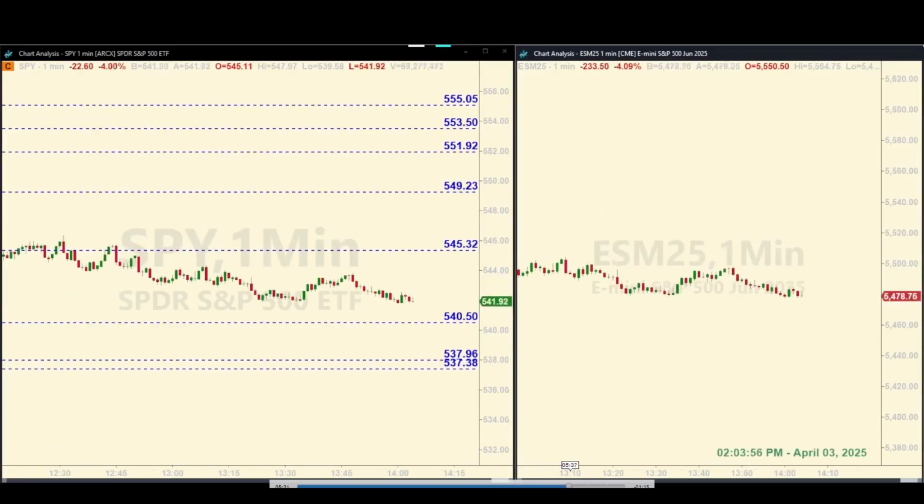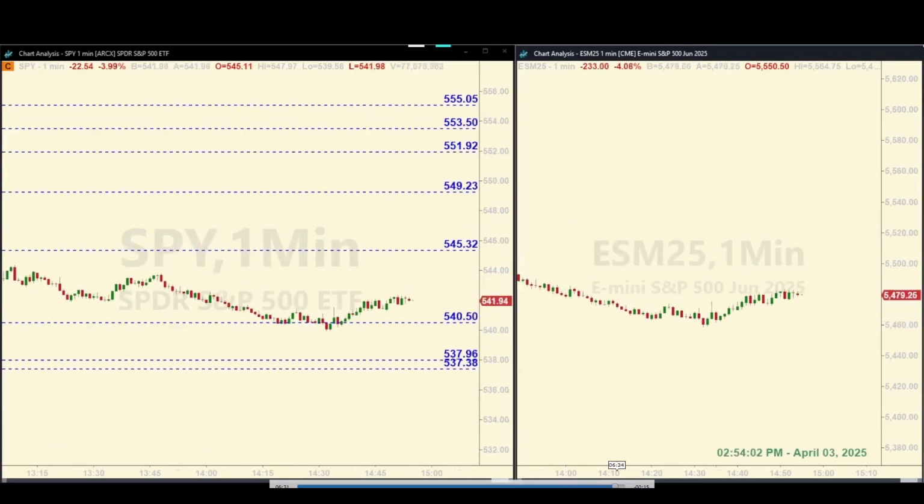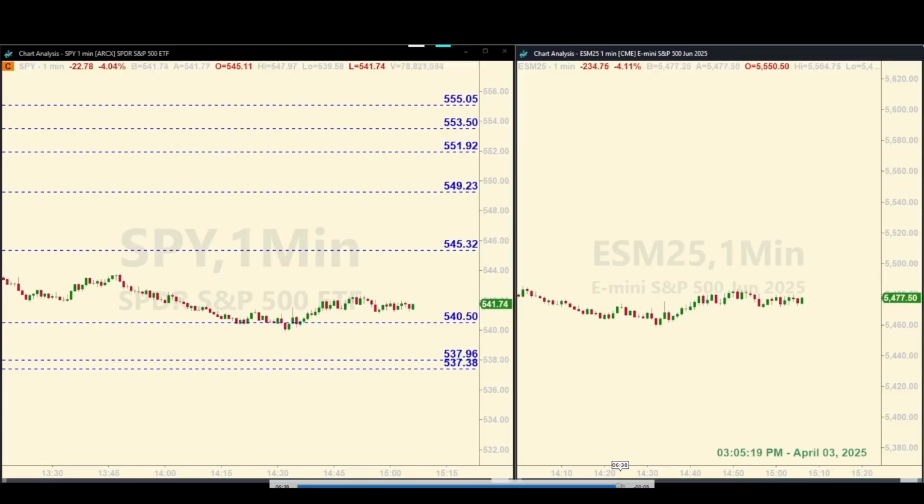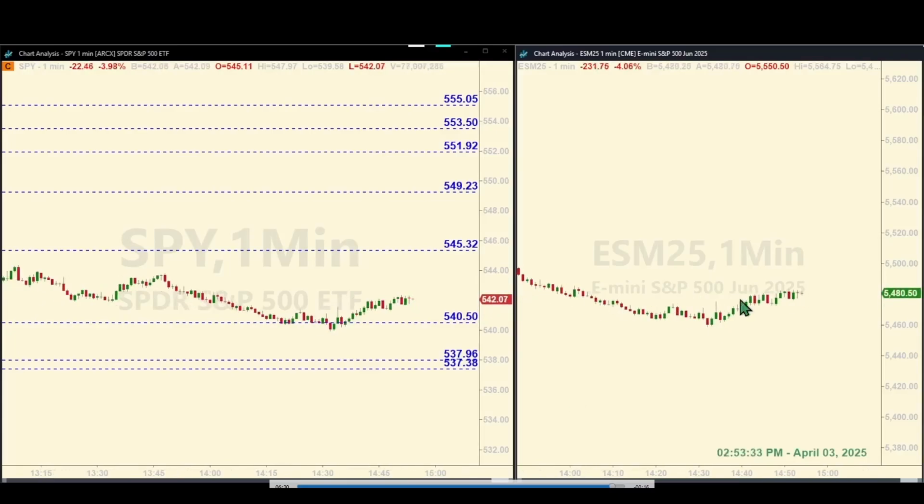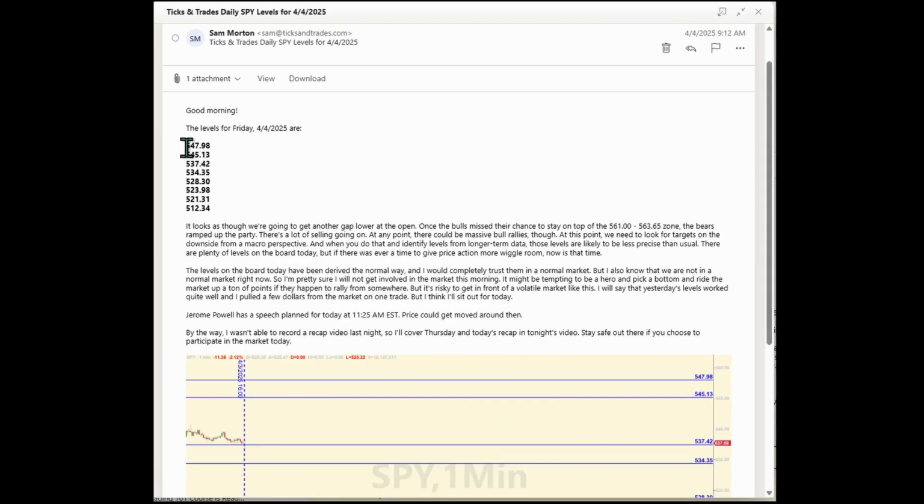I'll let this go till, what was it, 2, 3? Yeah, around 3 o'clock or so. That was it for Thursday. Friday looked like this in terms of the levels, the game plan. Once again, I'm pointing out that it's going to be volatile, and you want to give price more wiggle room. Right here. If there was ever a time to give price action more wiggle room, now is that time.